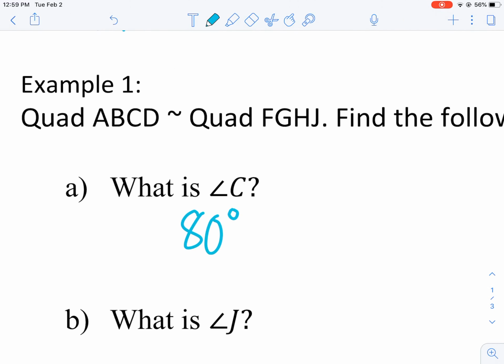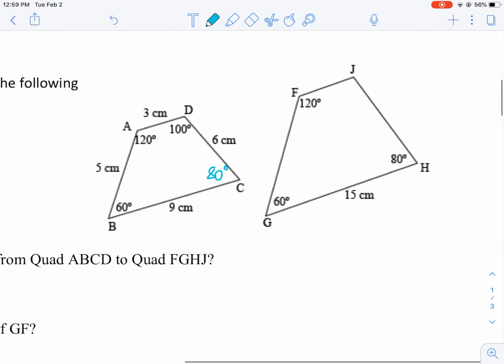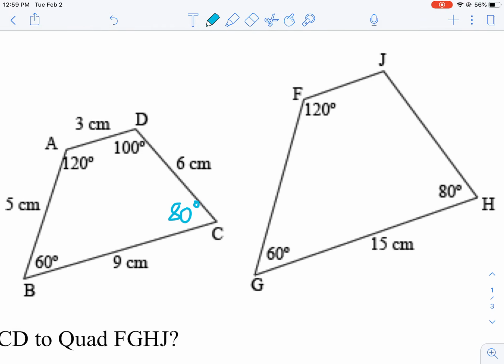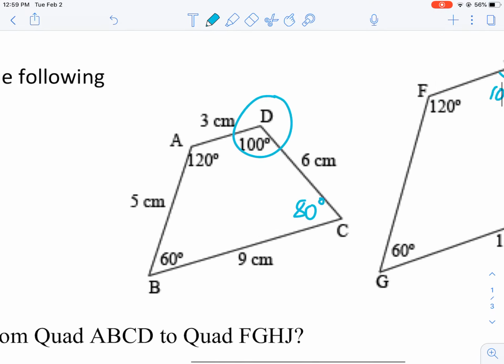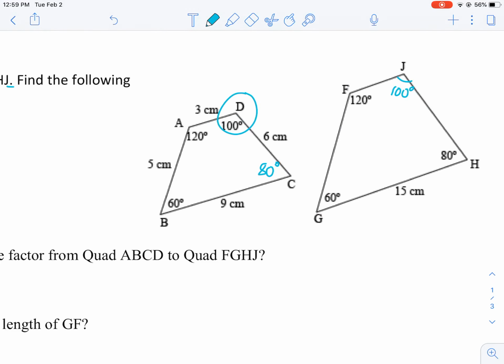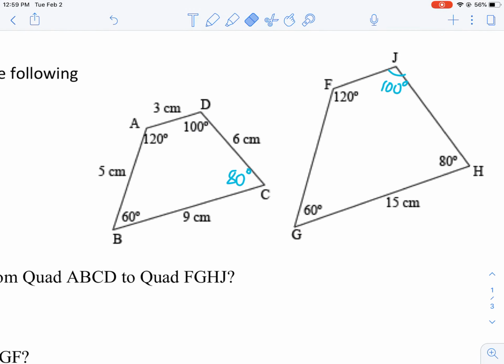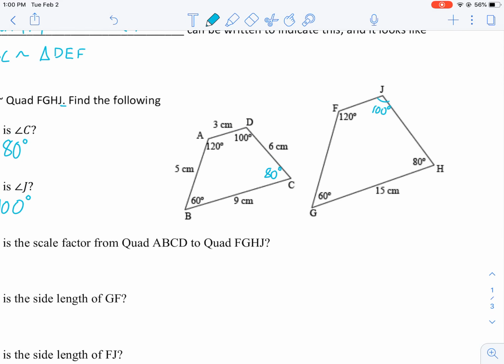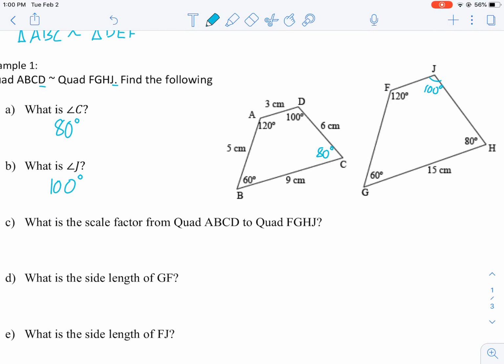Similarly, it says, what is angle J? Well, J is the last letter, so it has to match up with D, which is also the last letter. So if we come over here, all right, D is 100 degrees, so J also has to be 100 degrees. And if you look at these two shapes, you can see where all the angles match up with each other, right? 60 and 60, 120 and 120, 100 and 100, 80 and 80. All right. So that's the first thing.